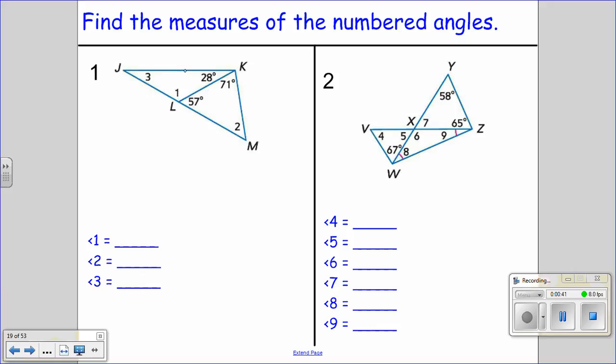First and foremost, I know that angle 1 together with this angle, the 57-degree angle, are a linear pair. So together they are 180. So I know if I take 180 minus 57, I'll find angle 1. And that would give me 123 degrees.